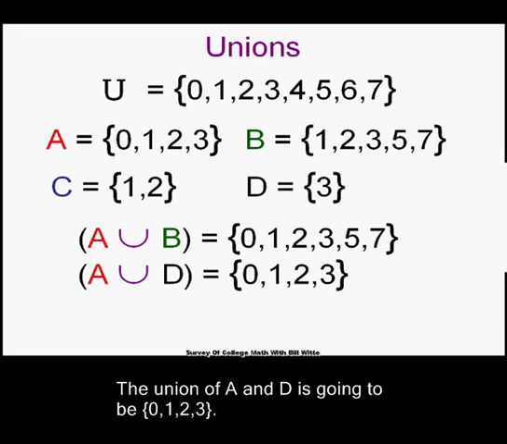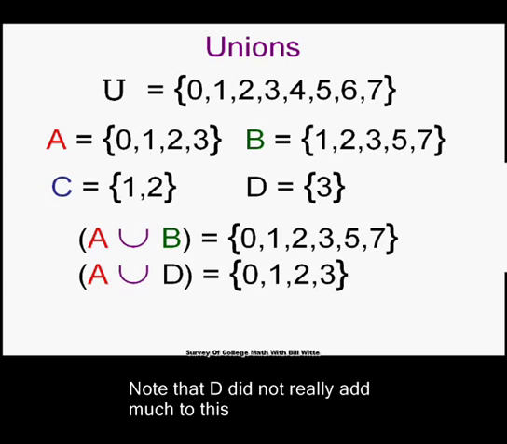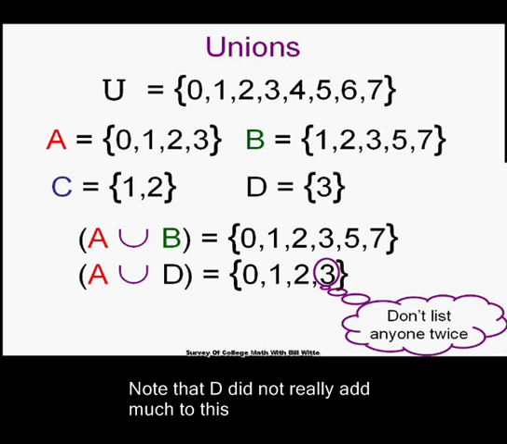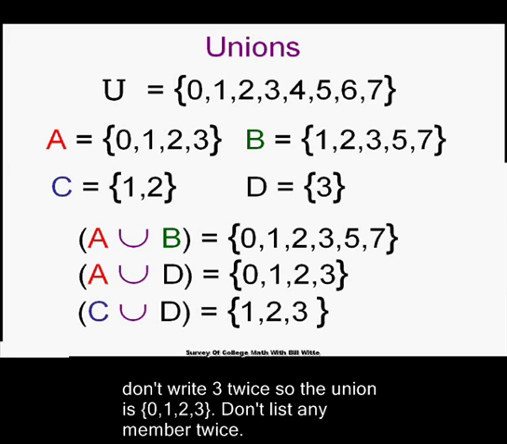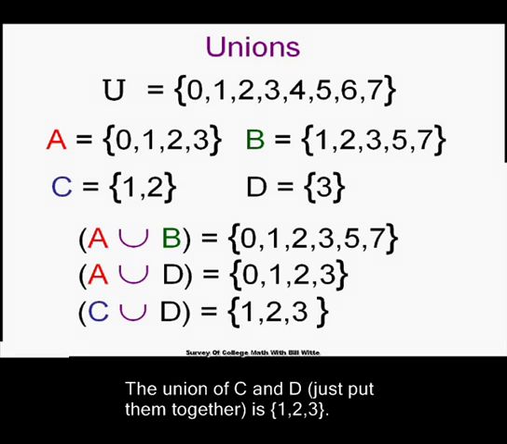The union of A and D is going to be 0, 1, 2, 3, and D really didn't add much to it because it was already there. We don't write it twice, so it's 0, 1, 2, 3. Don't list anyone twice. The union of C and D is just put them together: 1, 2, 3. That's easy.